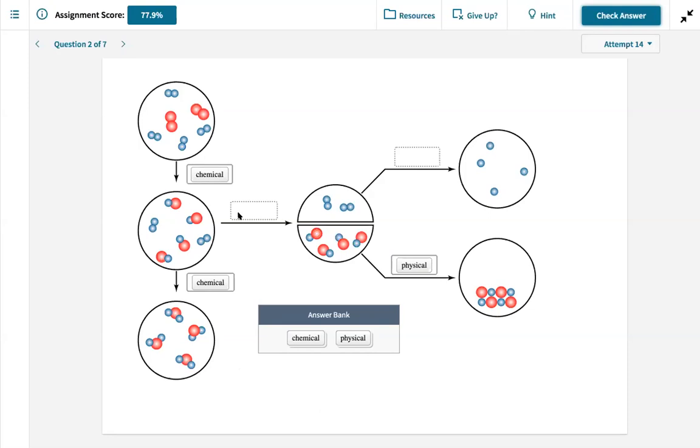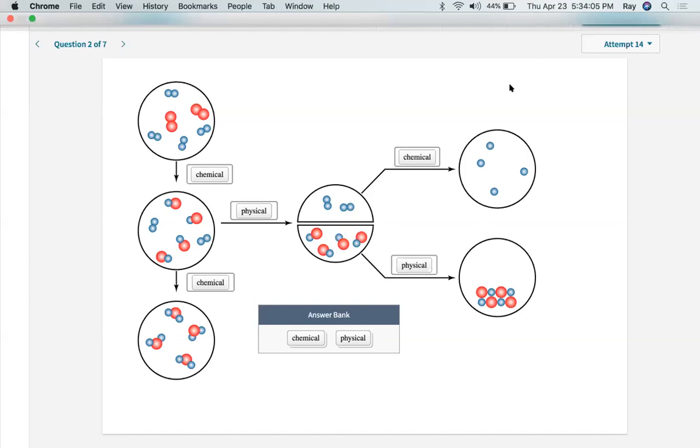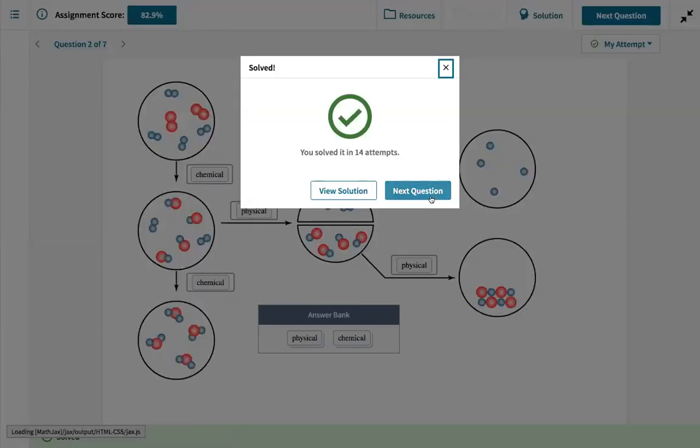Going from the middle across, you're separating the double blue dots from the blue-red. That's physical. From the top half to the right, you're separating atoms which are bonded, so you're separating a compound, a molecule, into individual atoms. That's chemical. And the bottom one is physical, you're just changing the state. Woo-hoo! Thank you. No worries. That was it.